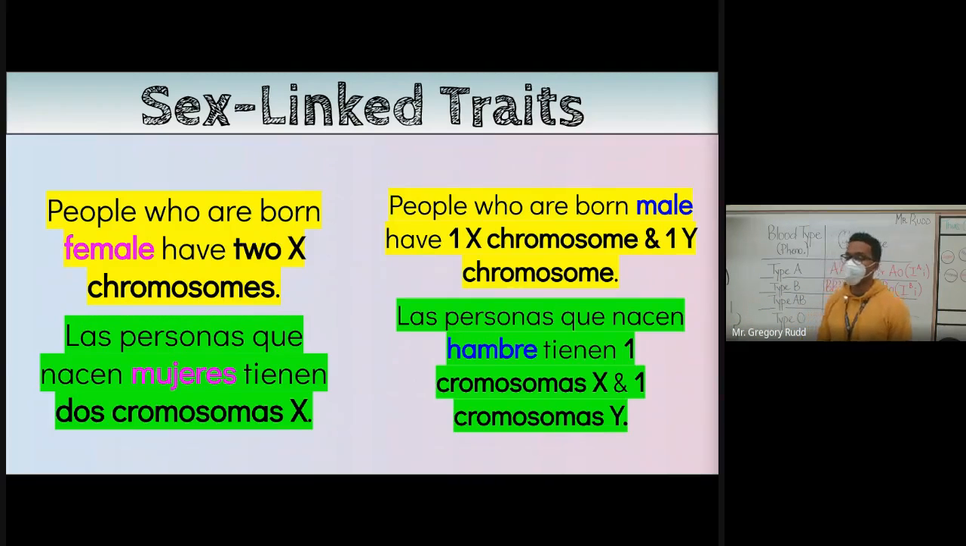Okay, so Gloria, it looks like you're done writing. So I just want to make this super clear. If I tell you that a person only has one X chromosome, what does that mean about that person? That they're a male. Okay, good.